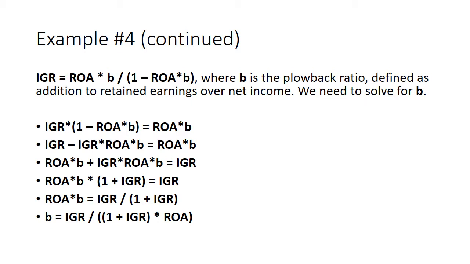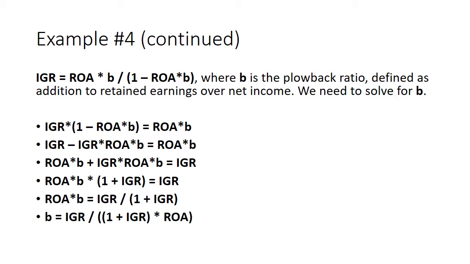Okay, so we're going to need to solve for B. But B shows up in 2 places here, so it's not going to be easy. So we need to jump into algebraic manipulation mode. And the first thing I'm going to do is multiply that parenthesis by both sides.